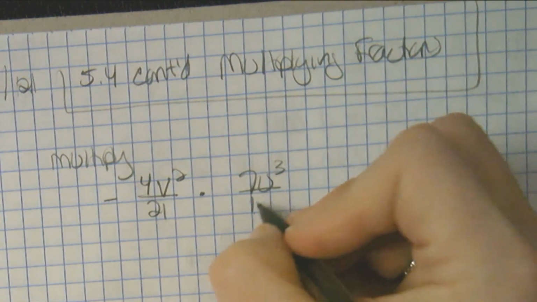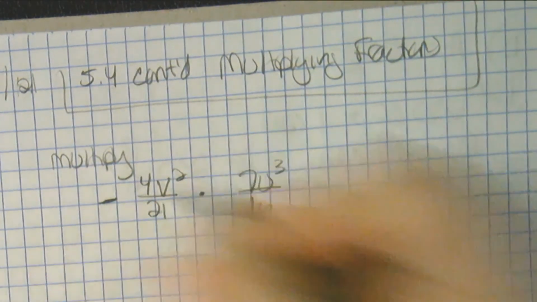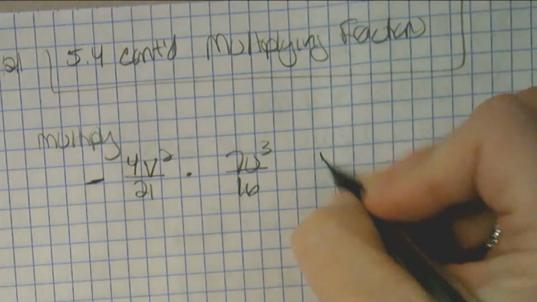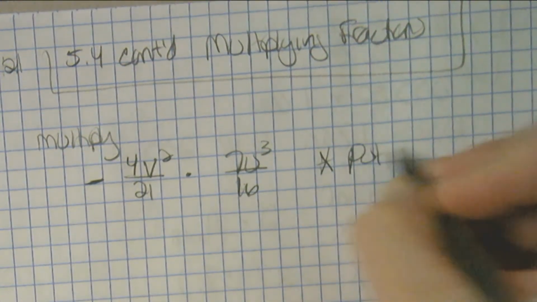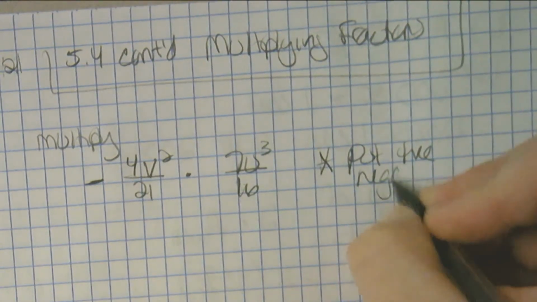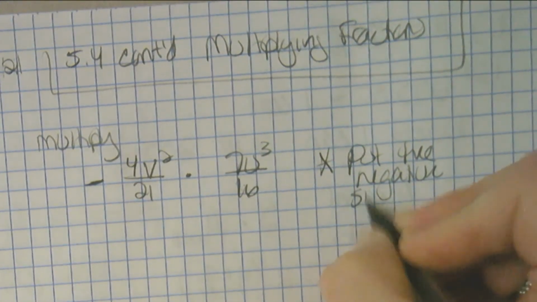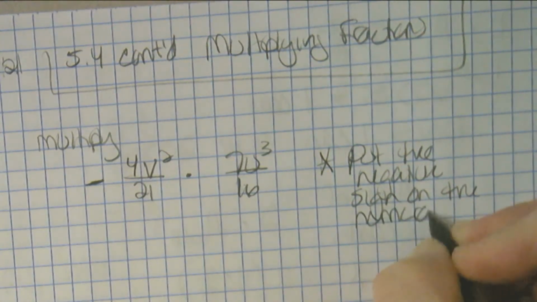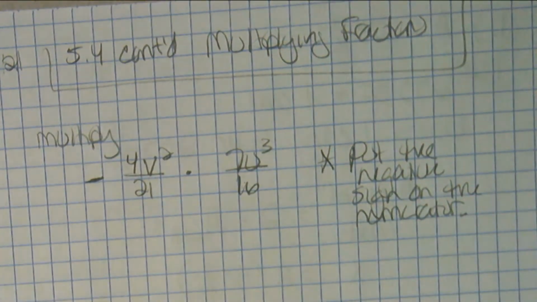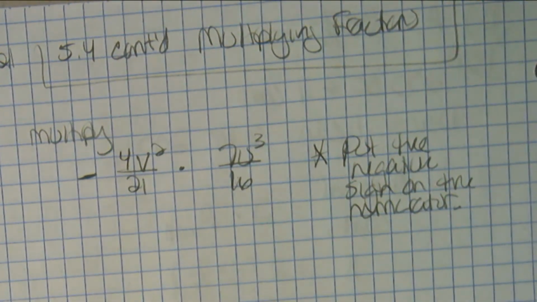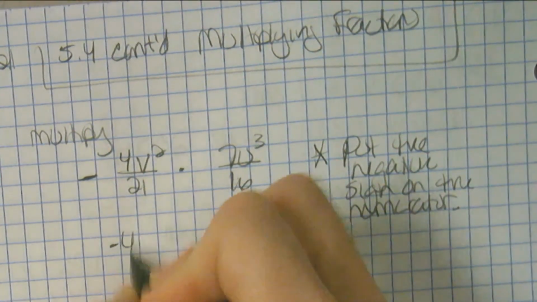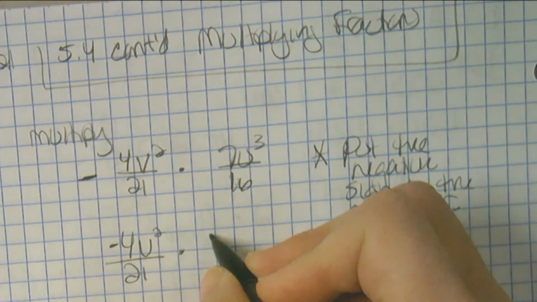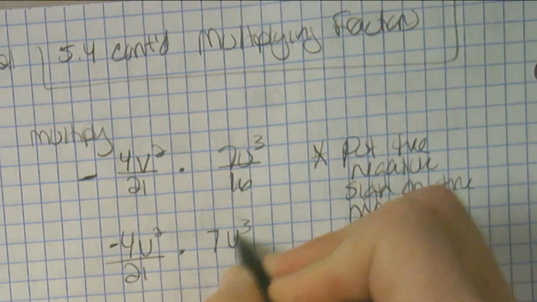One of the things I will tell you is, if you notice in the book sometimes they will give you that negative right out in front. The first thing I would always do is put the negative sign on the numerator. I know I've said this before. It doesn't matter which one it goes on, but it's going to make more sense if you put it on the numerator. So this is negative 4 times v squared over 21 times a fraction of 7v cubed over 16.